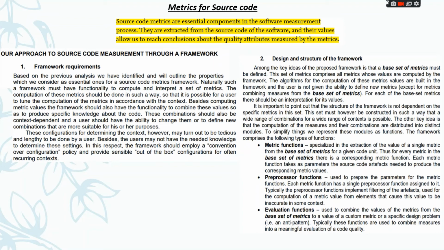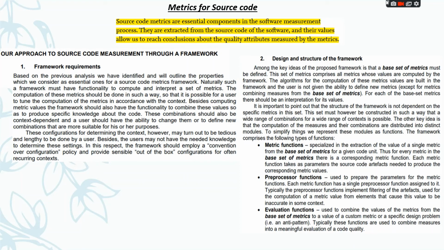Now what the preprocessor function does is prepare the parameters that are taken by the metric function, and these parameters are given to it by the preprocessor function. Typically the preprocessor function implements the filtering of the artifacts used for the computation and also helps in ignoring values that are inaccurate in some contexts.